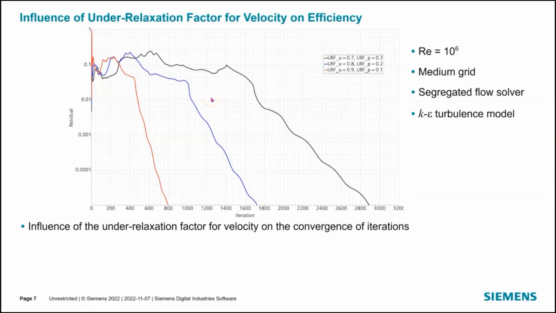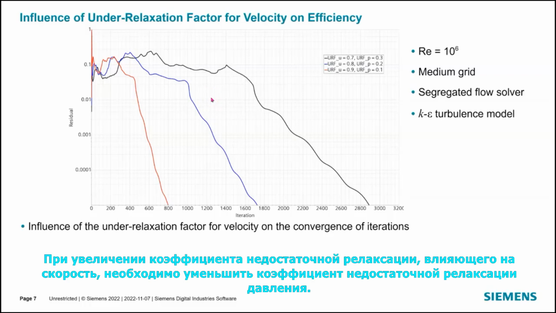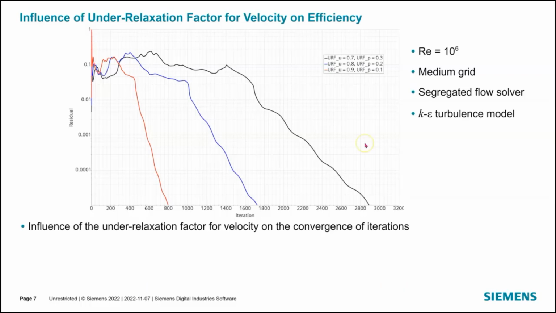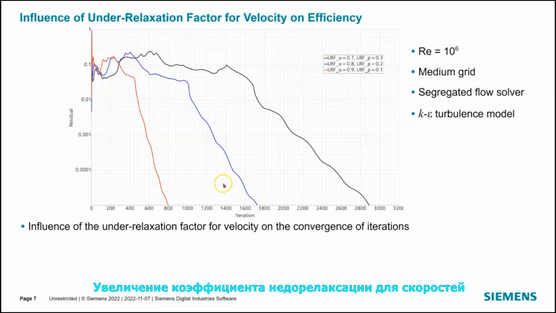The under-relaxation factor for pressure needs to be reduced when the under-relaxation factor for velocities is increased. A nearly optimal relation is under-relaxation factor for pressure equal to 1 minus under-relaxation factor for velocities. Increasing the under-relaxation factor for velocities from 0.8 to 0.9 halves the number of required iterations to reach the convergence criterion.